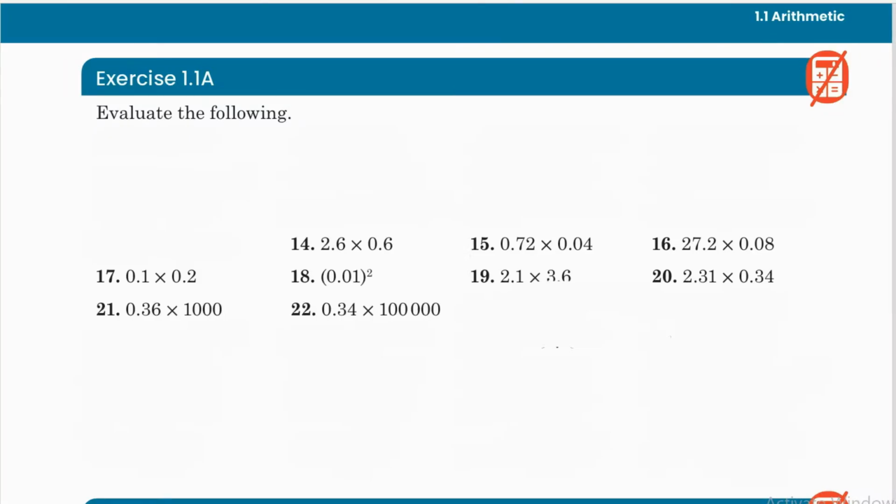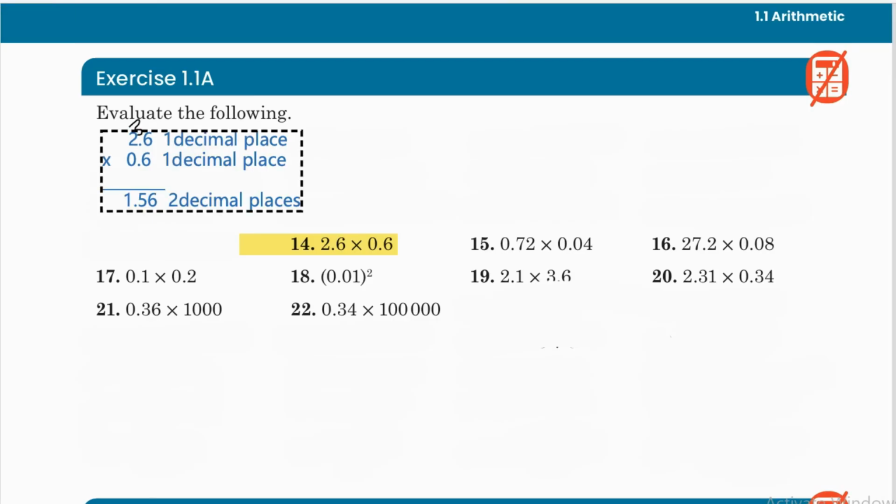Decimal multiplication is just like normal multiplication. We are going to do question number 14. This is exercise 1.1a. Let's start the vertical multiplication. First, multiply the numbers as if there are no decimals. Just ignore the decimals and continue.